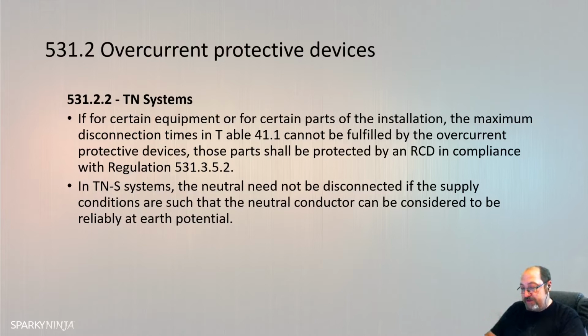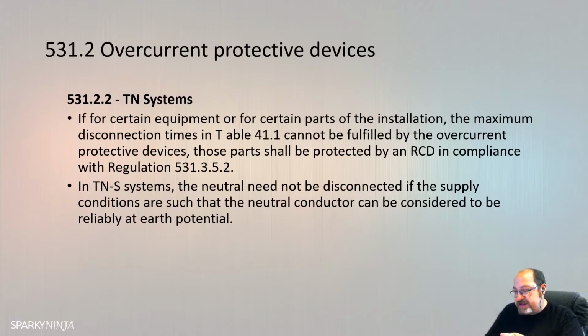We're going to come to that very soon, but it's basically saying if ADS isn't achievable with regards to the earth fault loop impedance that was covered in chapter 41, then an RCD can be used to help support this. But we're going to look at this again in a bit, and there's something we need to be aware of at this point.